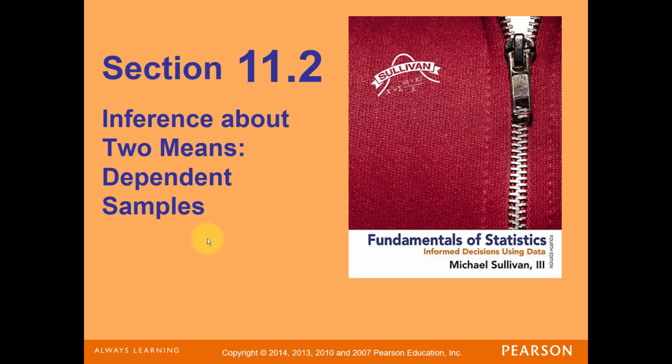So now we're in section 11.2. The formal title is Inference about Two Means: Dependent Samples. We'll talk about the details in a moment.